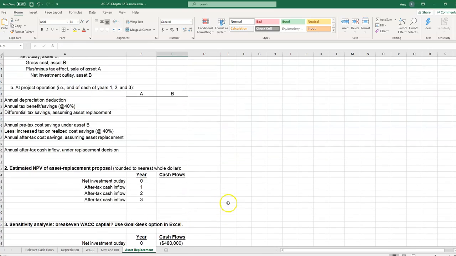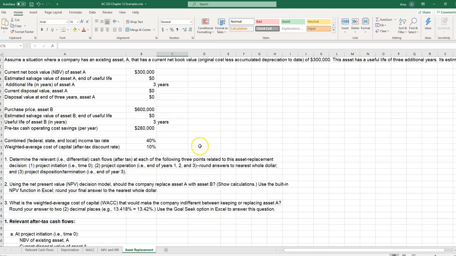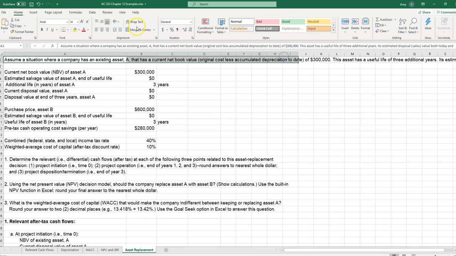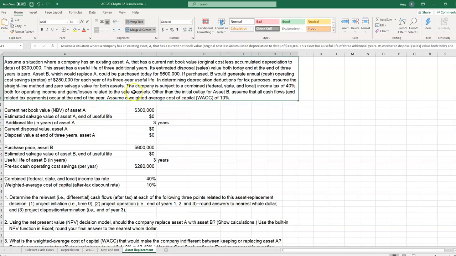So the last example that we're going to look at is this asset replacement. So we have this asset that needs to be replaced. Bring the entire amount so we can read this. So we have a new machine and we have information about it. So we have machine A, but we were also looking at the possibility of machine B. So if we purchase machine B, we would generate annual savings of $280,000 for a 3-year useful life, or we continue using machine A.